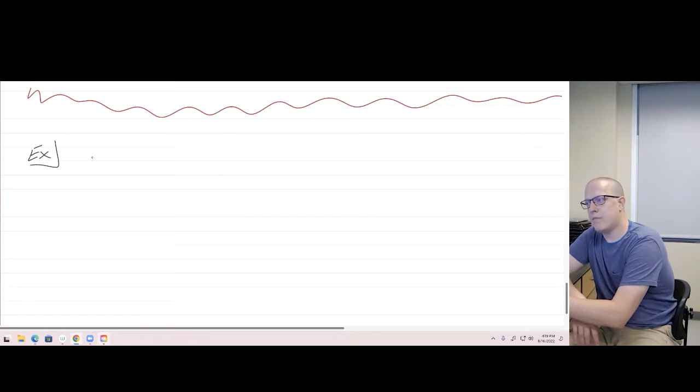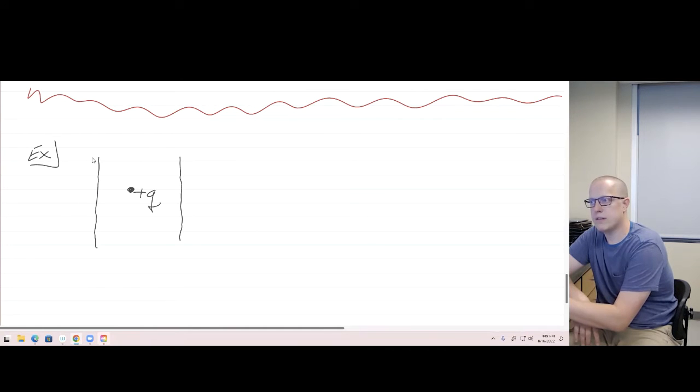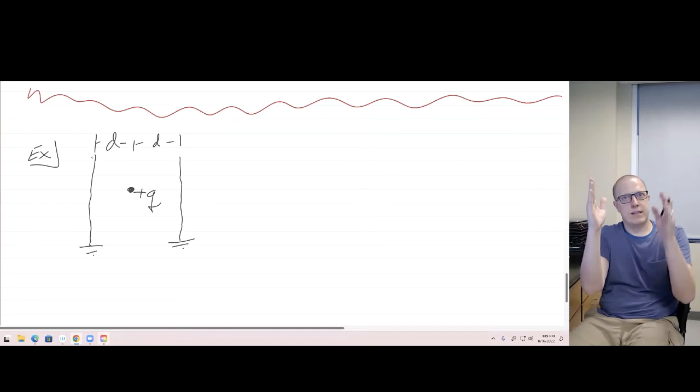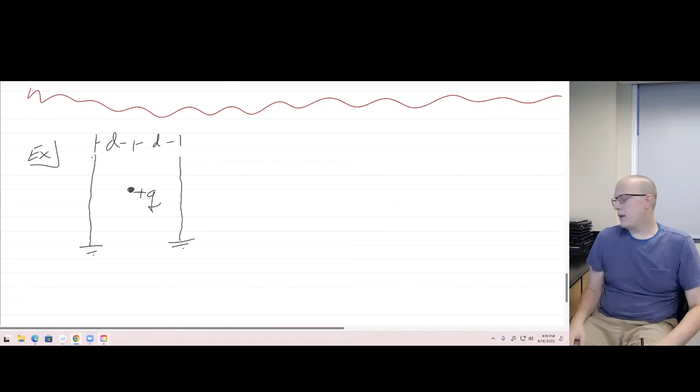So let's say I have a plus charge, and that plus charge is hanging out right in the middle. It's not quite the middle. Let's try and make that a little better. Maybe a little better. Let's say that it's right in the middle of two infinite grounded planes. So there's a plus charge in the dead center. There's a grounded plane on the left and a grounded plane on the right. And it's sort of in between.